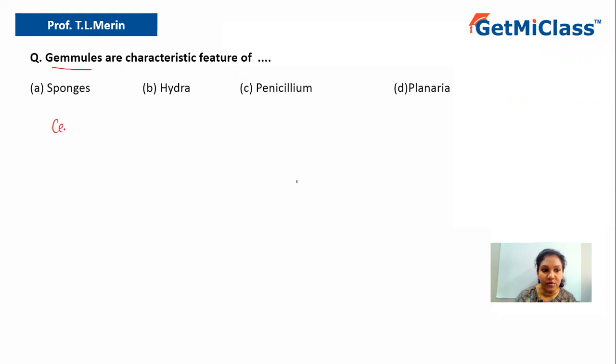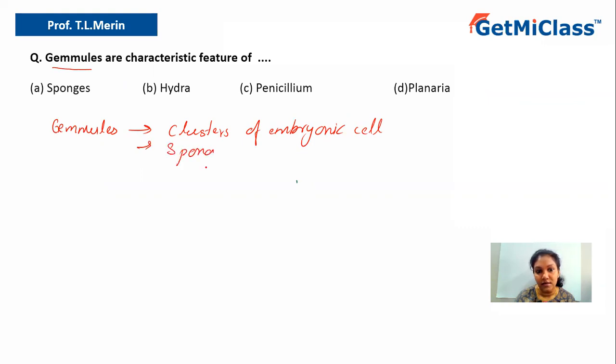Gemmules are nothing but clusters of, you can say, embryonic cells. Clusters of embryonic cells which are found in sponges. Okay, these are found in sponges.